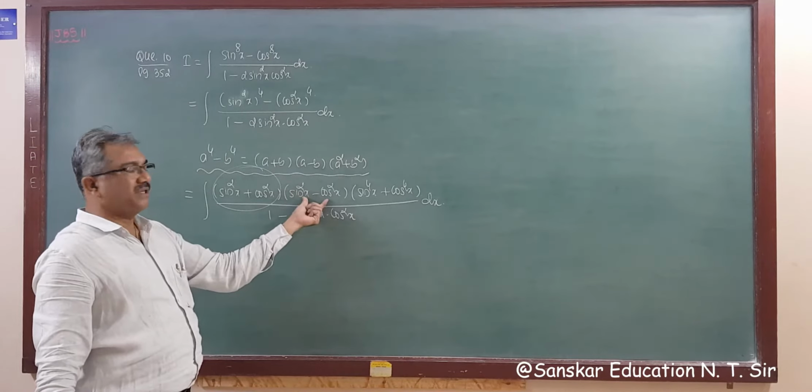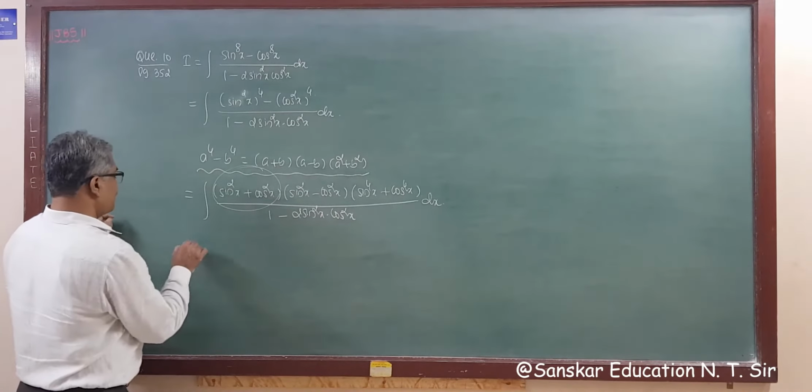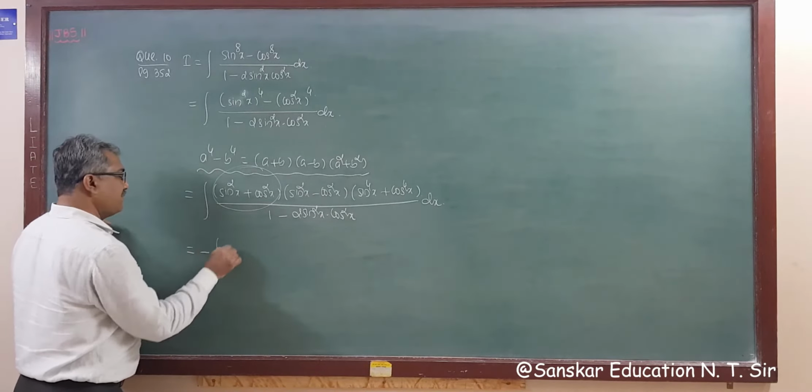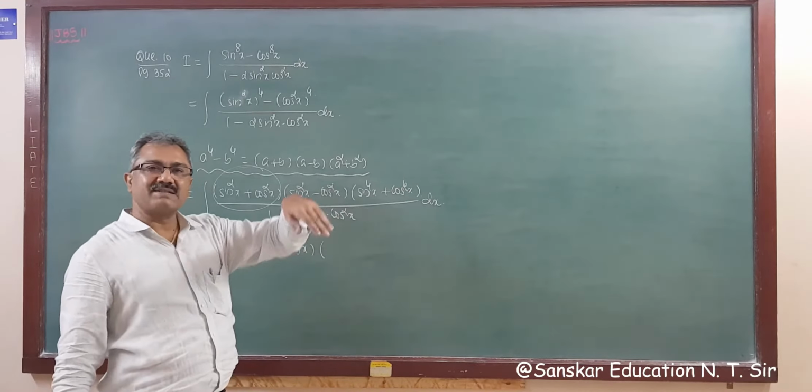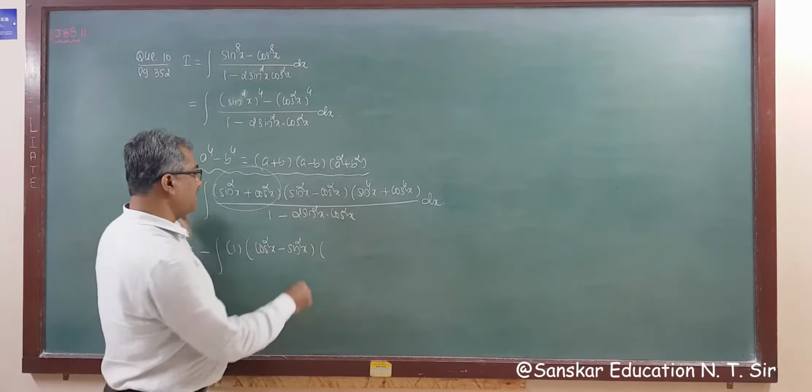If we take minus common, then this is the formula for cos twice x. So taking minus common from here, this is 1, and this is cos square x minus sin square x, right? And you know sin raised to 4 plus cos raised to 4 is 1 minus 2 sin square cos square. So this is 1 minus 2 sin square x cos square x, right? Whole upon 1 minus 2 sin square x cos square x, and dx. So this will be cut.